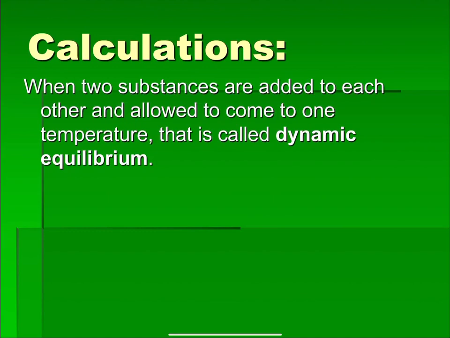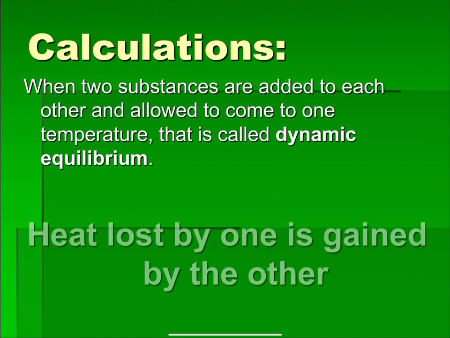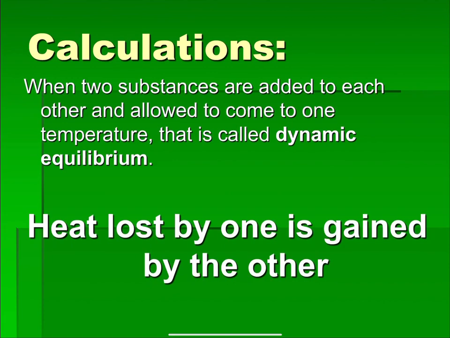So calculations: when two substances are added to each other and allowed to come to one temperature, it's in dynamic equilibrium, or you could call it thermal equilibrium. The heat lost by one, which in this case, I've been talking about a metal, so the heat lost by the metal is going to be gained by the water. So we are going to have our piece of metal have a negative Q because it's releasing energy, right? It's exothermic, and that is going to be gained by our water.